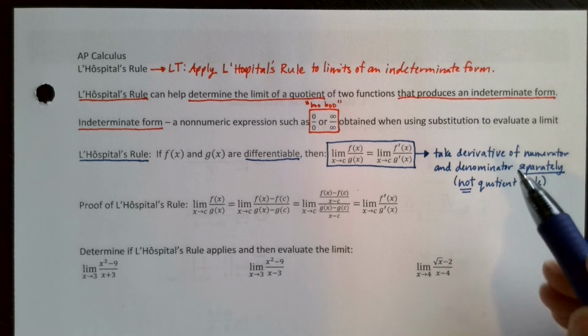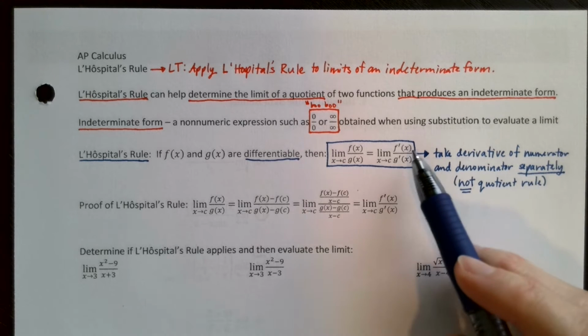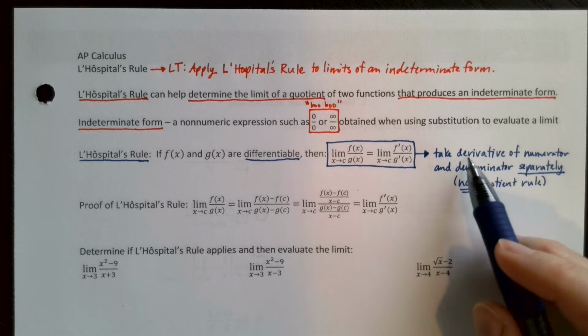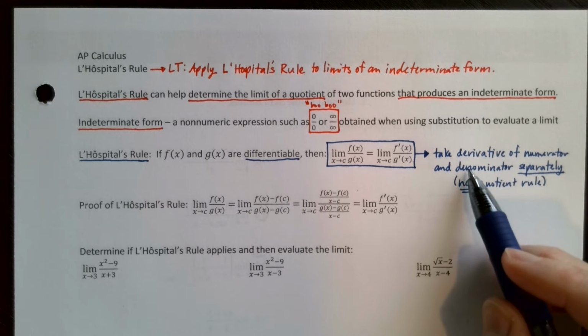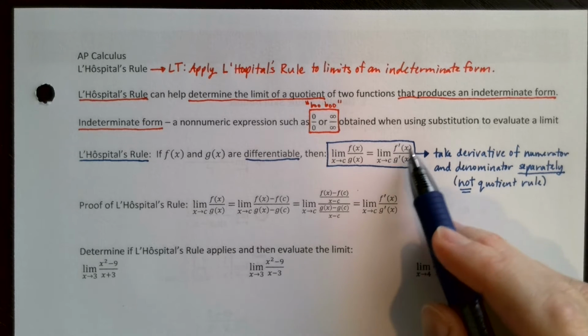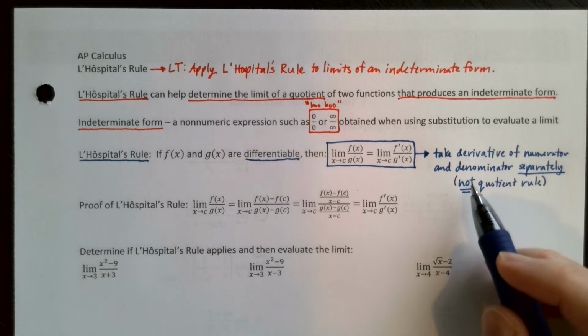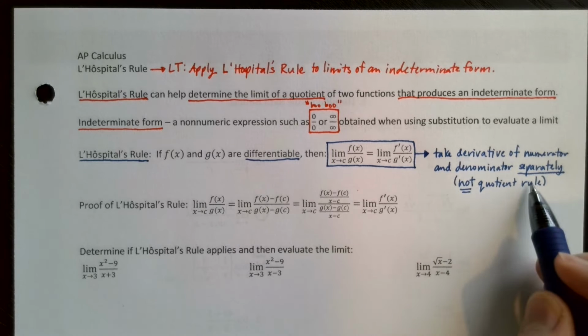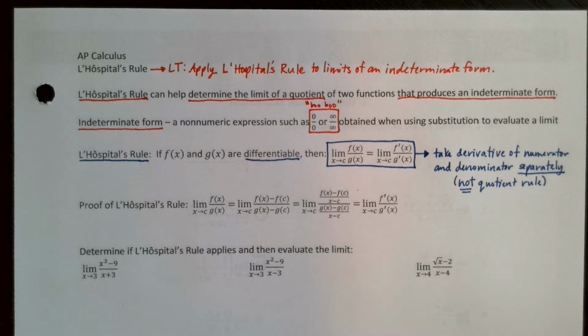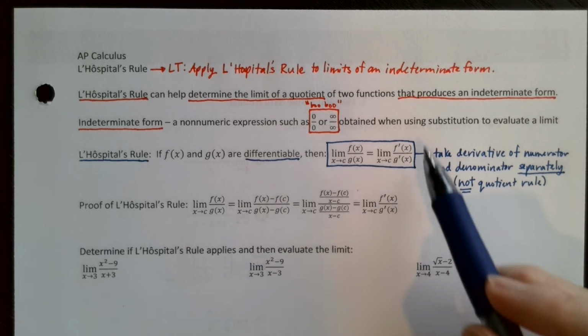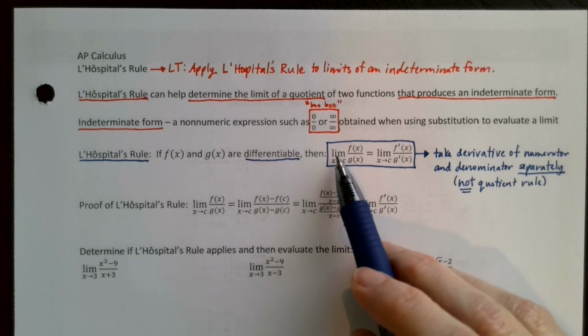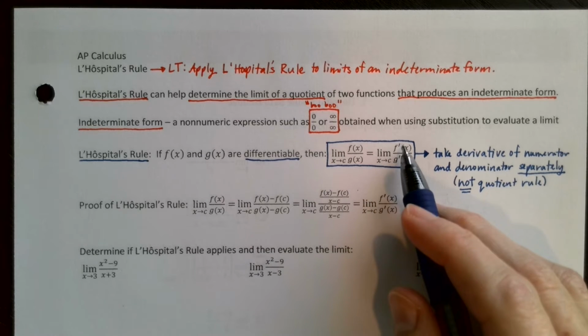I want to make a really important note here: when we do L'Hopital's rule, we're going to take the derivative of the numerator and denominator separately. So we'll just take their derivatives and create a quotient of them. I don't want this to be confused with the quotient rule. This is a different process, and we will not use the quotient rule. I can see where students might make that mistake because it looks like a quotient, but we actually are using a different process to find a limit. So we'll take the derivatives separately.